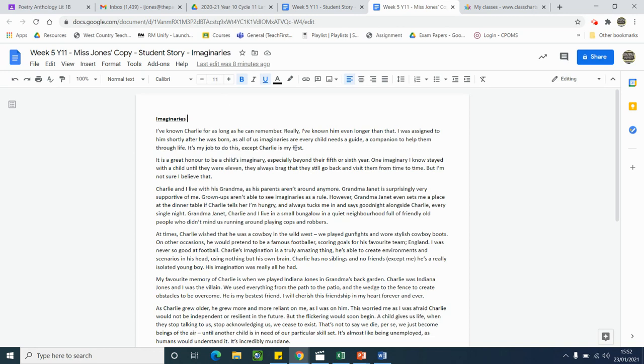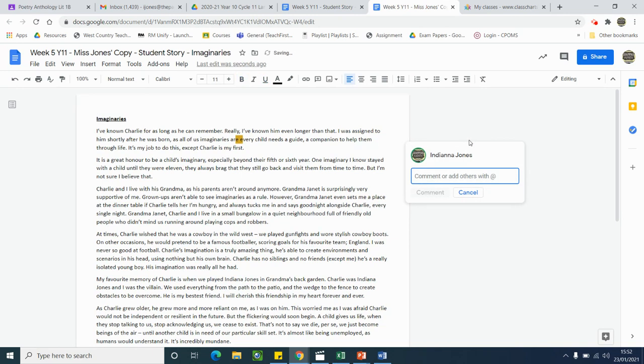Okay, so there's a run-on sentence in that. It's pretty accurate, apart from this. All of us imaginaries are. Every child needs a guide. That's a bit confusing because it hasn't been punctuated, so it should be a full stop there. Okay, so highlight that and then it's a run-on sentence I could have also written.